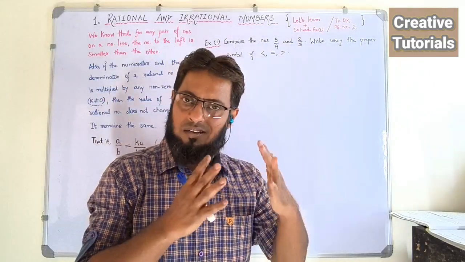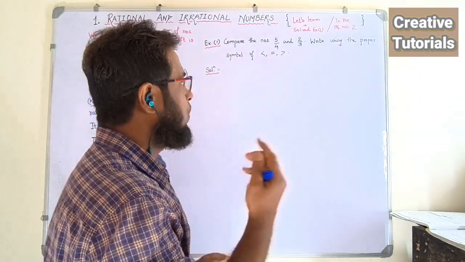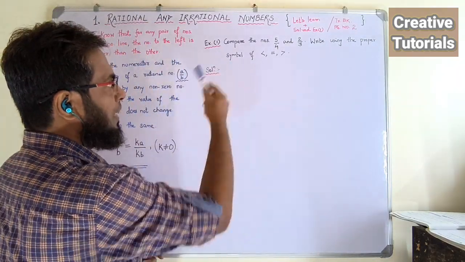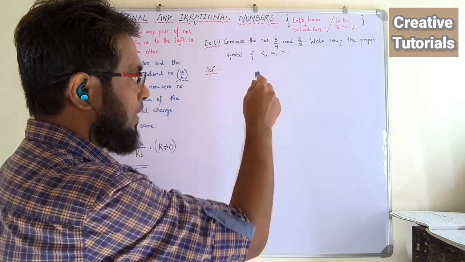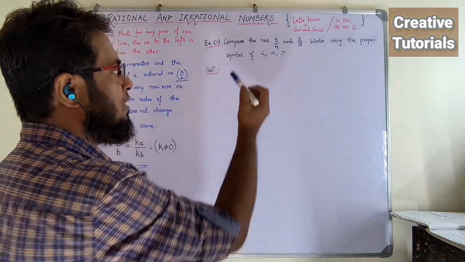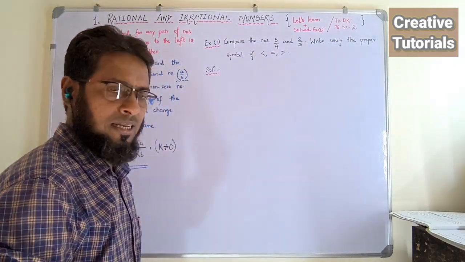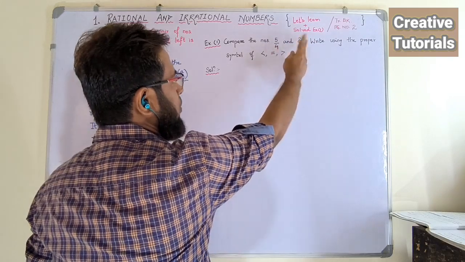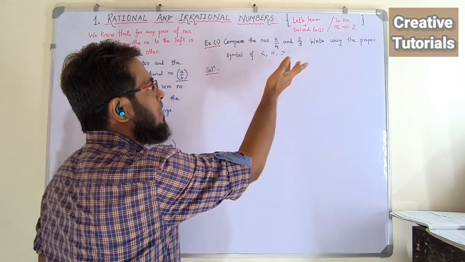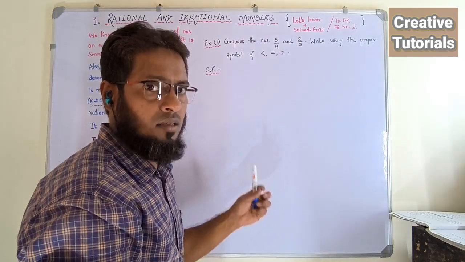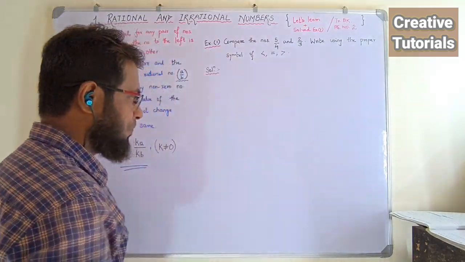Now, having understood this part, let us see our first solved example. The question is something like this. Compare the numbers 5 upon 4 and 2 upon 3. Write using the proper symbol of less than, equal to, or greater than. These two numbers, fractions, rational numbers, which one is smaller, which is bigger, or are they equal? This is what they are asking us basically.